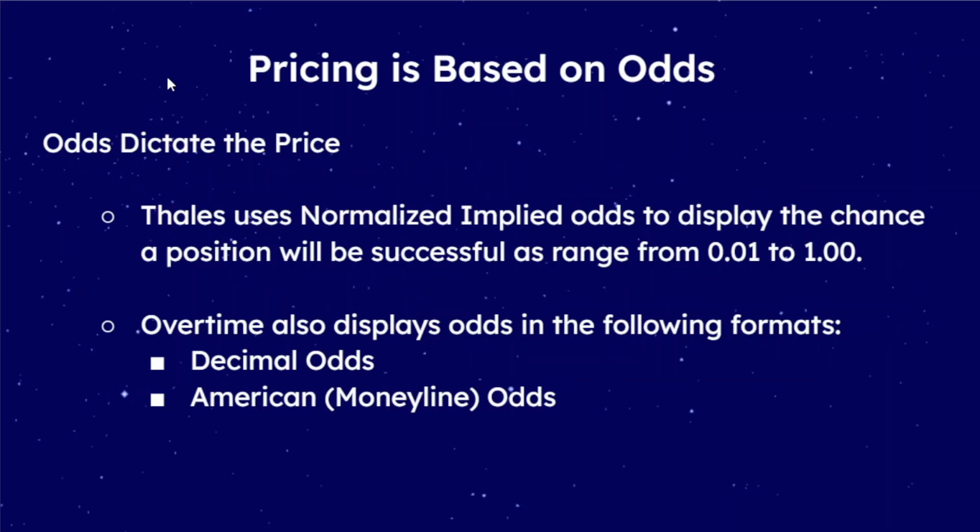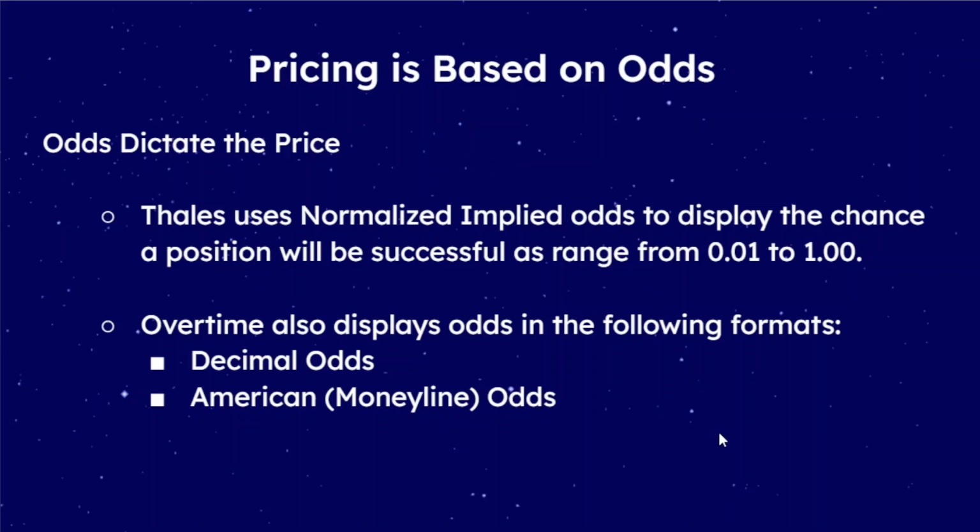Now these prices that we just ran through are dictated by the odds that underlie the prices. And then they're displayed in a couple of different ways. Thales uses normalized implied odds format to display, and it just shows the chance that a position will be successful as a range from 0.01 to 1.00. But again, there are limitations on the range for prices for Thales and Overtime, like I just said. The best way to look at this, like 0.43, can be translated basically to a 43% chance. So it's a pretty easy translation with that format.